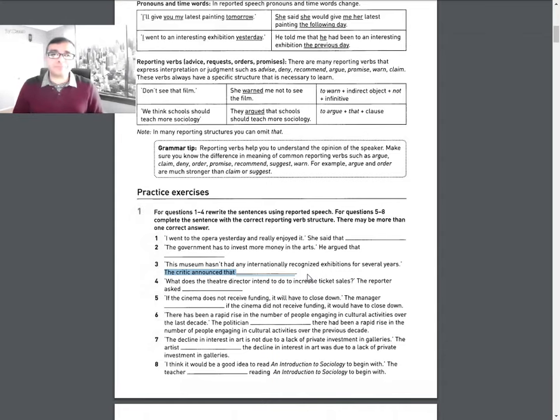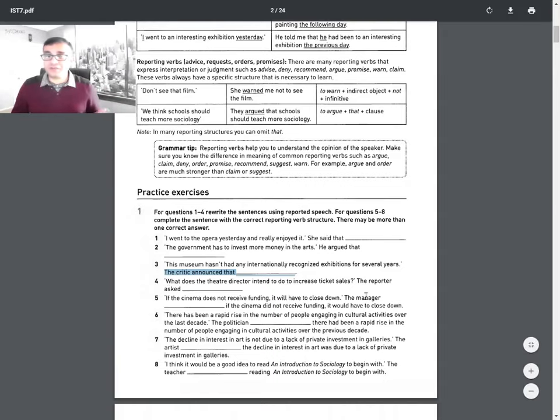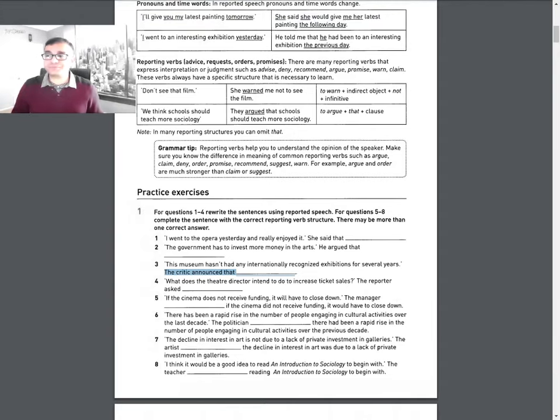For example, let's put it this way. What does the theater director intend to do to increase ticket sales? Now this is a reporter on TV. The reporter asked what the theater director intended to do to increase ticket sales. It reminds me of a riddle-ish question, like a riddle, but it's a technical question.